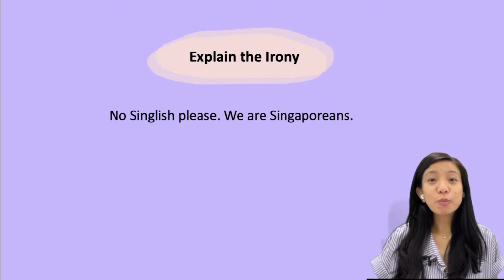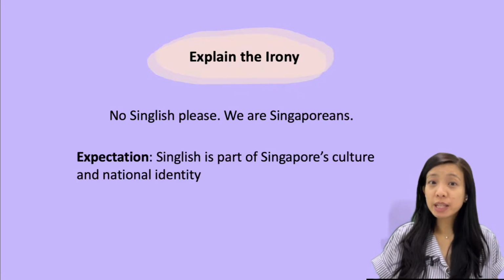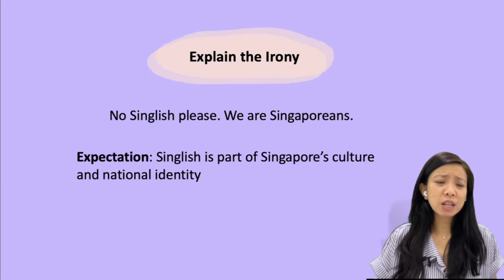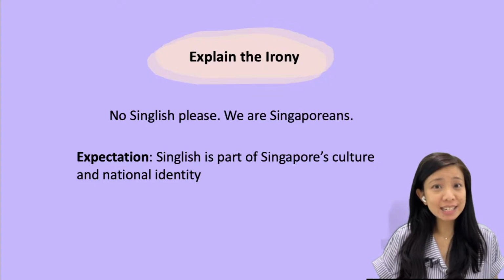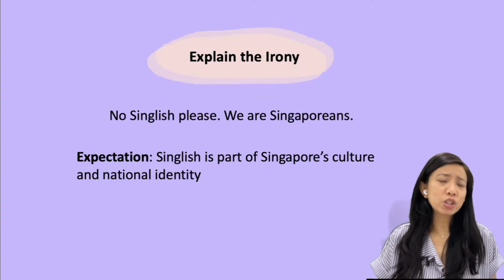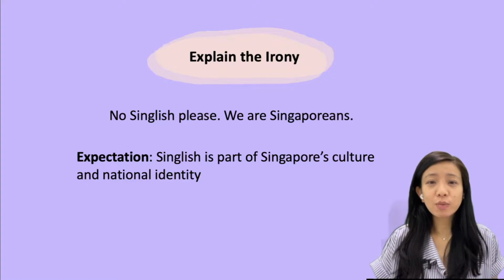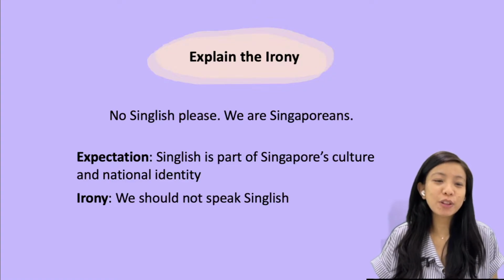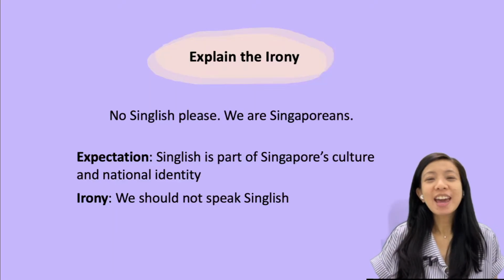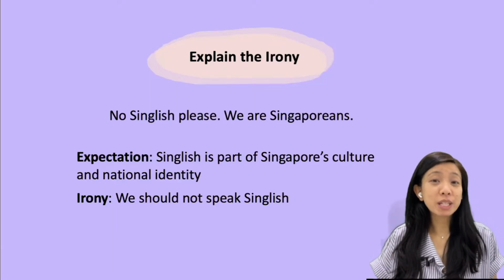Okay, so let me give you my explanation. So first of all, the expectation is that Singlish is part of Singapore's culture and national identity. So we should be speaking Singlish, shouldn't we? Because it's part of our culture. However, the irony is that we should not be speaking Singlish, even though it's actually part of our culture. And so that is the irony in this particular example.